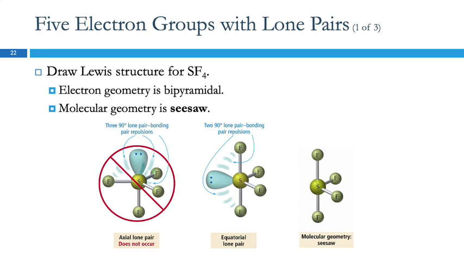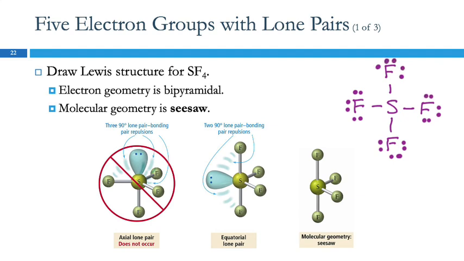Five electron groups with lone pairs. So SF4. So all these lone pairs on the fluorines doesn't matter at all for the shape. We're only looking at the central atom. And then this guy has a lone pair on the central atom. Sulfur's big enough, it can expand its octet. Now, where did this one go? There it is.